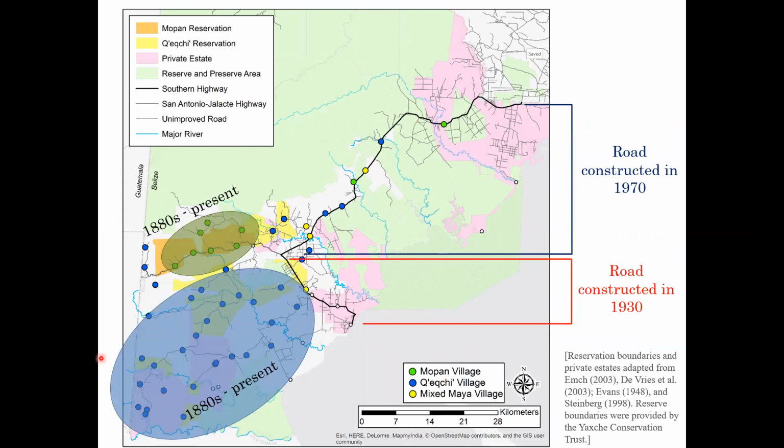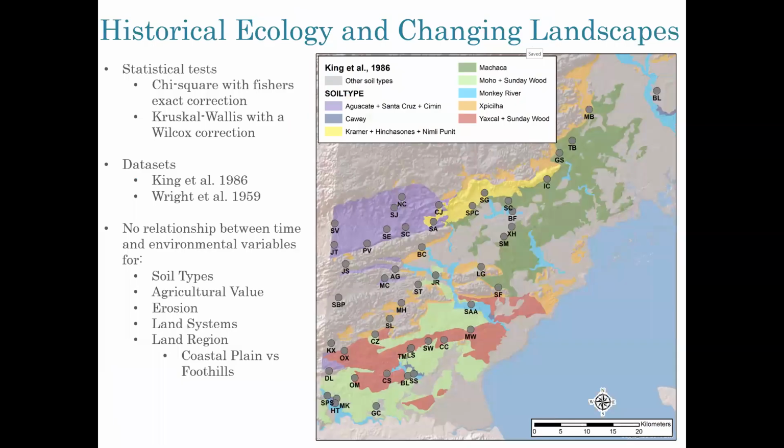So we see these distinct areas where Mopan and Qeqchi communities were residing, but after the 1970s, with the establishment of the Southern Highway, we see them continuing to fission off and move northward, having these less geospatially discrete areas for the different communities. We also see this kind of increased diversity in these communities during that time.